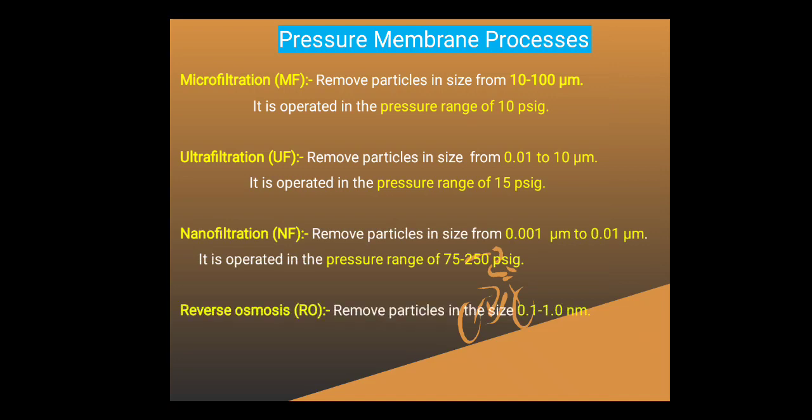The reverse osmosis process removes particles of size 0.1 to 1 nanometer. This means this process is more efficient for desalination of water than microfiltration, ultrafiltration and nanofiltration. That's why this process is most widely used. It operates in a pressure range of 200 to 1200 psig.